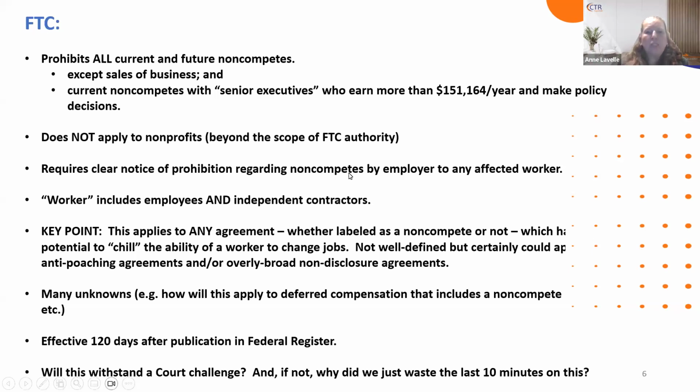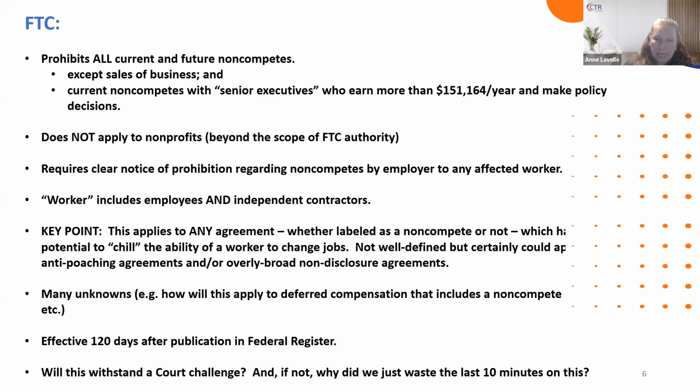This applies to any affected worker, which means both employee and independent contractor. So that's an important distinction there. When this goes into effect, and we'll talk about when it goes into effect, or if it will go into effect, it requires the employer to provide clear notice to individuals who currently have a non-compete, so both independent contractors and employees, that it's no longer valid.